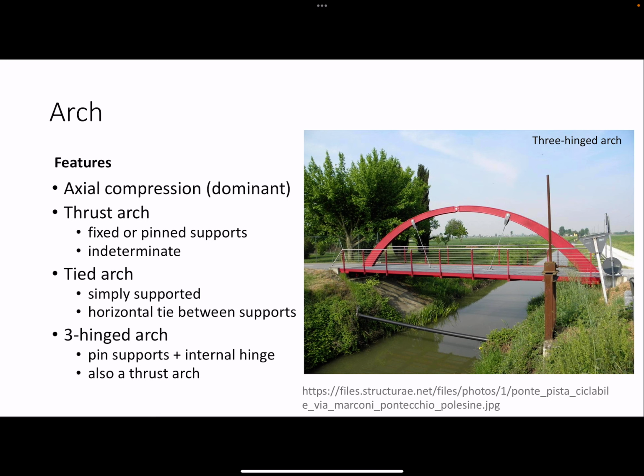So the picture that you see is an example of a tied arch, that's a 3-hinged arch. But with a tied arch, a lot of times the tie doubles as the bridge deck, so it provides multiple functions there. And a 3-hinged arch is one that has pin supports and then an internal hinge at the top. Technically, this is also a type of thrust arch. So in this class, we're just going to be dealing with 3-hinged arches in our analysis.